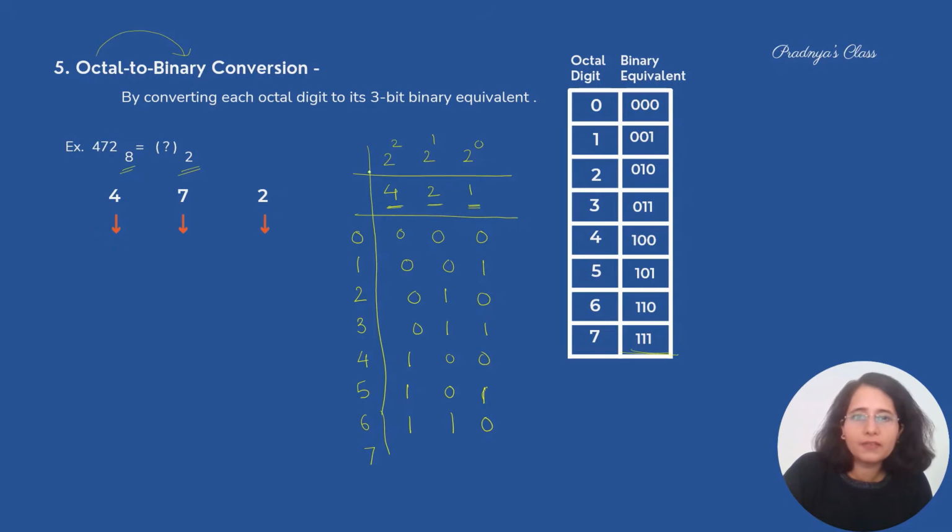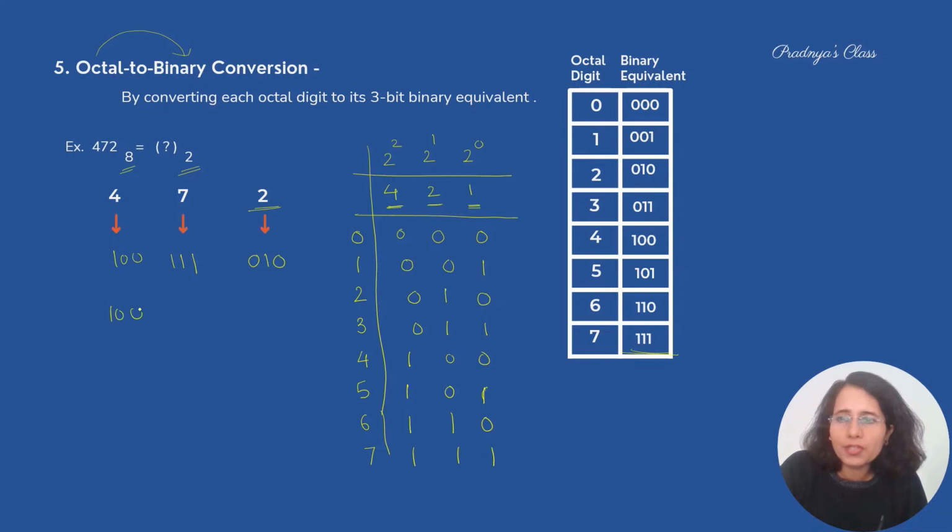So how will you get 7? When you add 4, 2 and 1. So all the bits will be 1. In this way we can find out the binary equivalent of any number. So now what is the binary equivalent of 2? 2 is 0, 1, 0. So write down here 0, 1, 0. Now next number is 7. So the binary equivalent of 7 is 1, 1, 1. And then binary equivalent of 4 is 1, 0, 0. So our final number is 1, 0, 0, 1, 1, 1, 0, 1, 0. The octal number was 472 and we got the binary equivalent of that number.